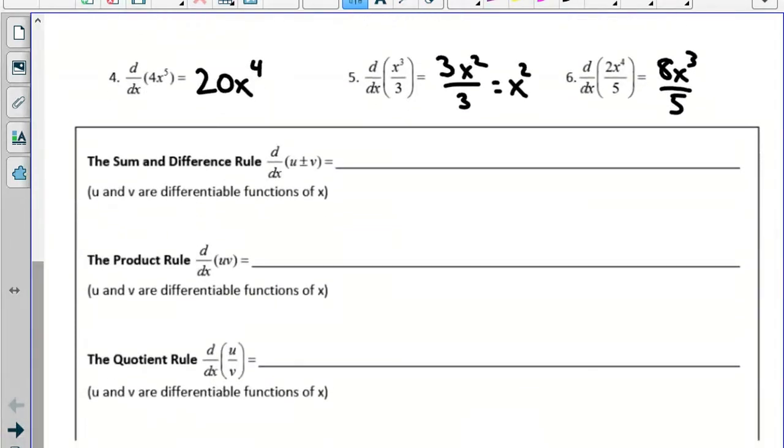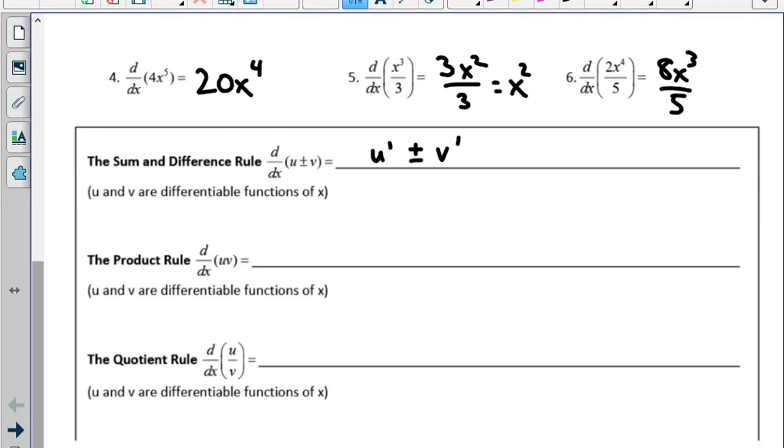Okay, next, let's talk about some new rules. We have a lot of new rules today. The sum and difference rule. So if you have two different separate parts separated by a plus or minus sign, and you take the derivative, you get the derivative of u, which I'm going to call u prime, plus or minus the derivative of v, which I'll call v prime. Okay, so u plus or minus v, we take the derivative. That means we just take the derivative of each part separately.